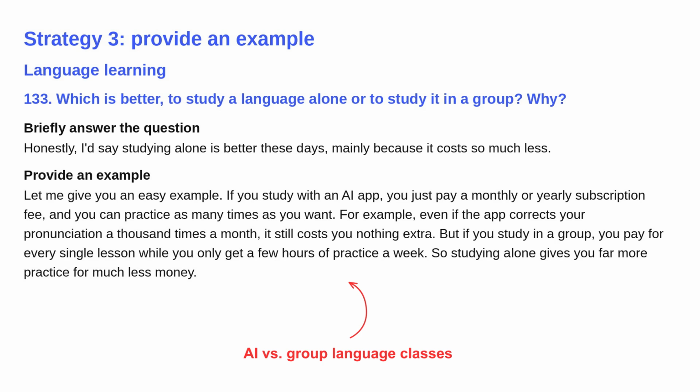For example, even if the app corrects your pronunciation 1,000 times a month, it still costs you nothing extra. But if you study in a group, you pay for every single lesson while you only get a few hours of practice a week. So studying alone gives you far more practice for much less money.